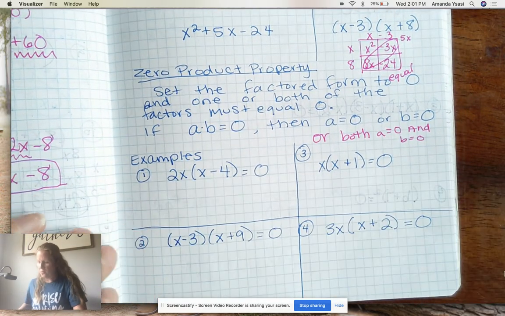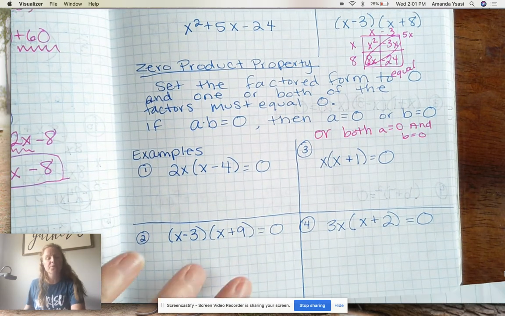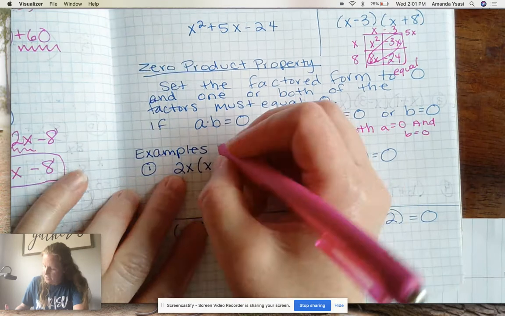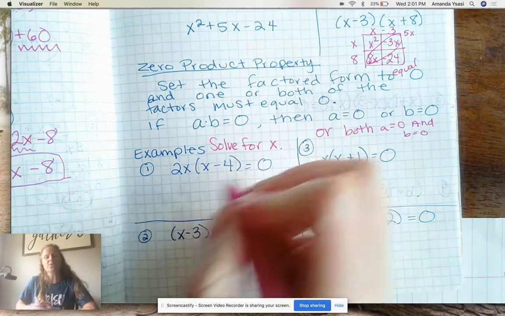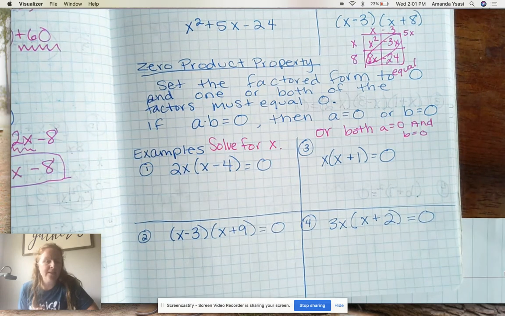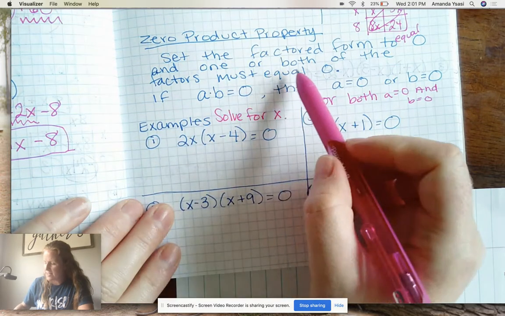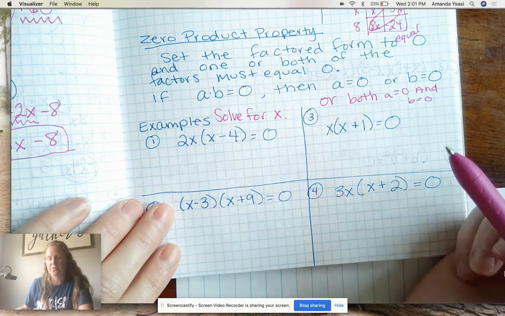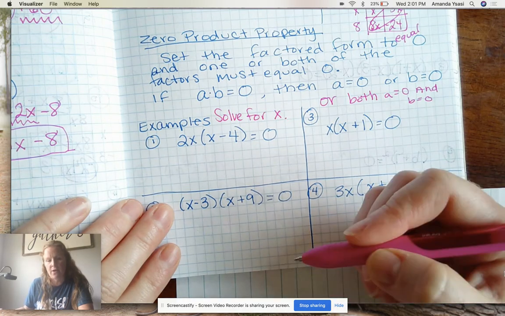I'm going to give you 4 examples. We're going to go through each one of these 4 examples. What we're doing is solving for x. So this is going back to what we did at the beginning of the year when we were solving equations. We said one or both of the factors must be equal to 0, so we're going to set them both equal to 0 and then solve.